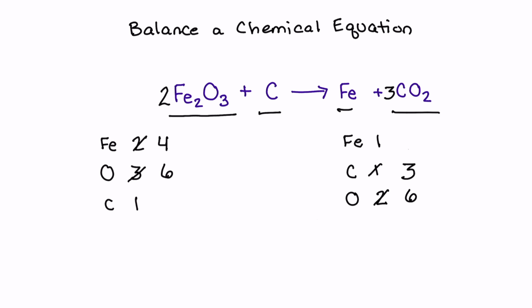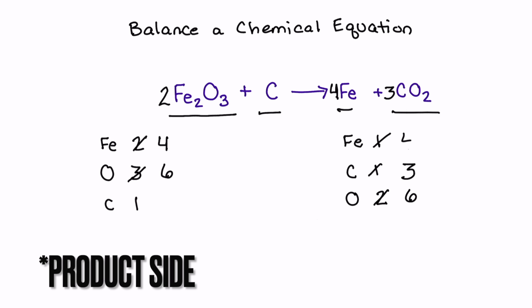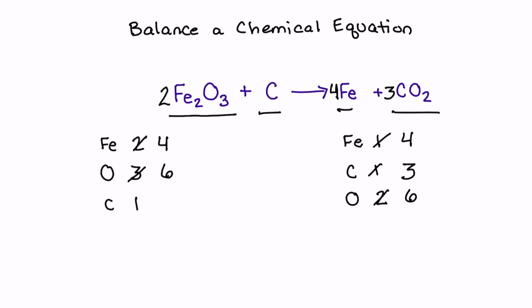Well, my iron is no longer balanced. I have 4 iron here on the reactant side, but only 1 on the product side. How can I fix this? Well, if I put a 4 in front of the iron on the product side, now the iron is balanced out. What's still left? My carbons. I can see that I have 3 carbons on my product side, but only 1 over here on my reactant side. So I'm going to change this by adding a 3 in front of it.